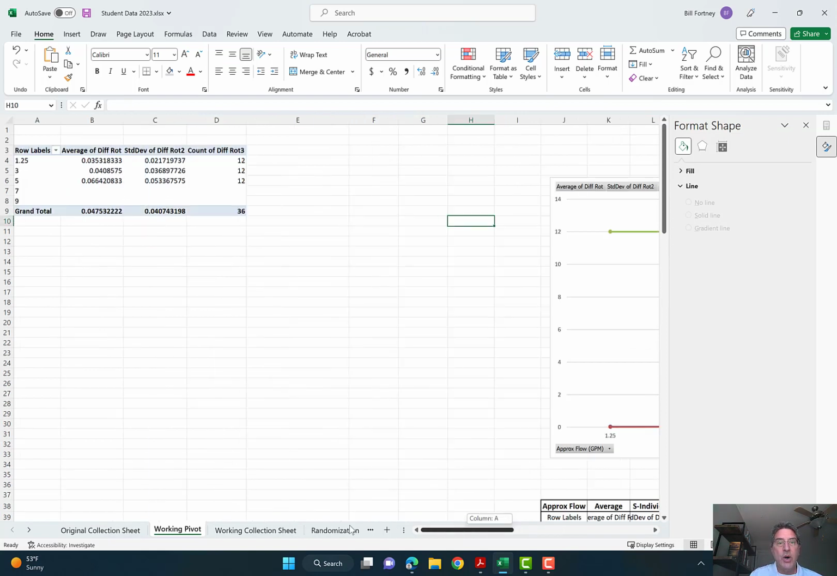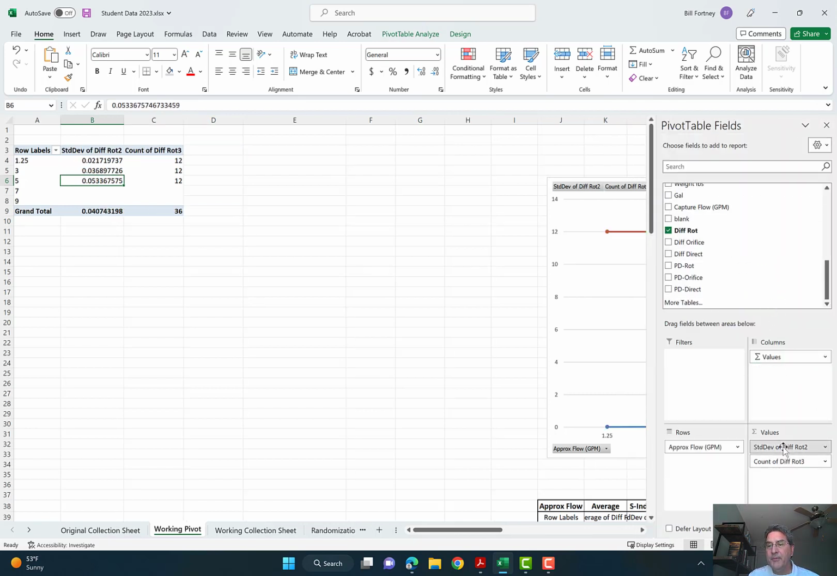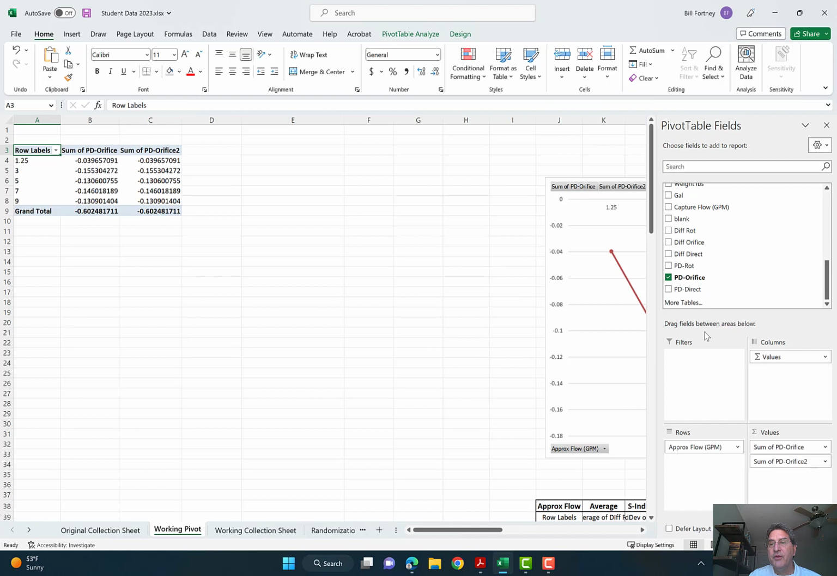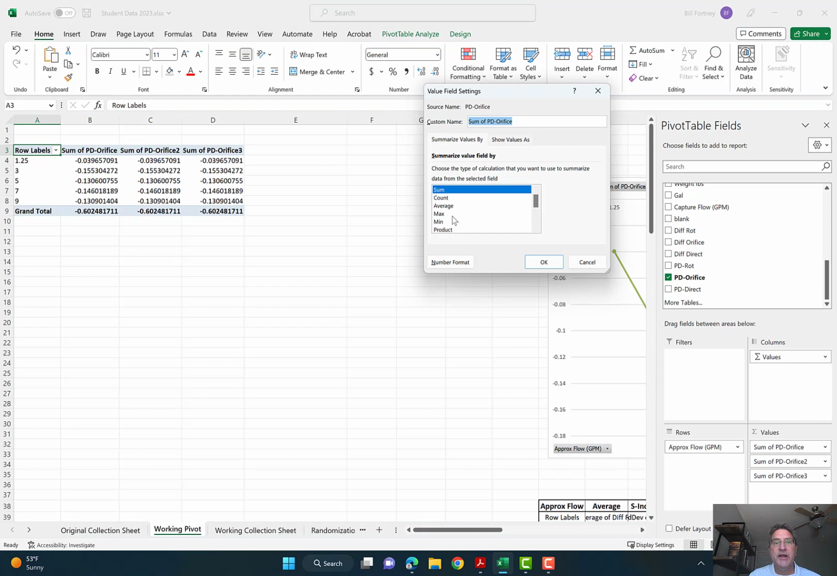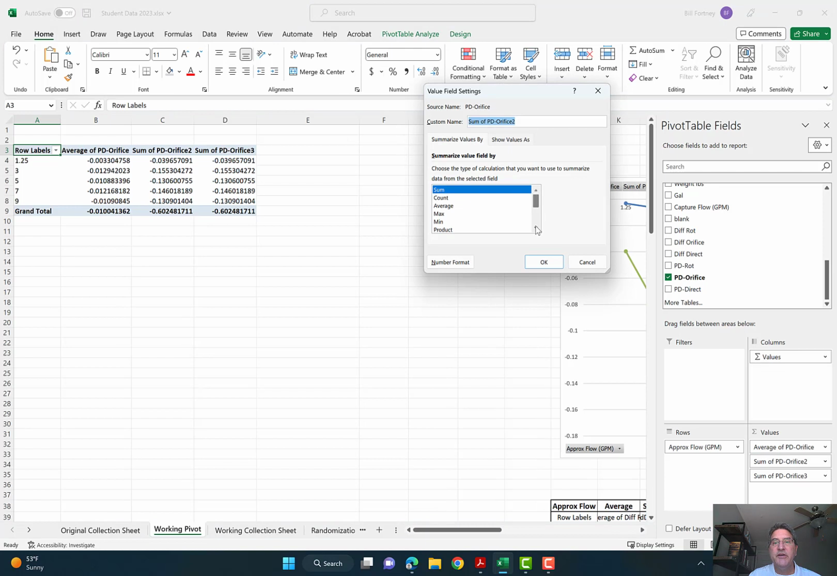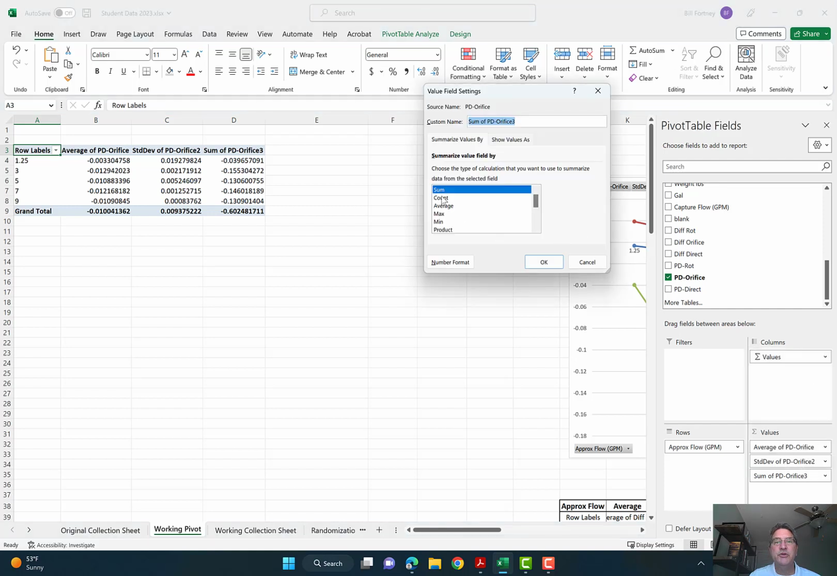Now let's say I'm ready to go on to the orifice plate. So I'm going to come here, get rid of these guys on my pivot table. And we've already seen, we know the percent difference for the orifice plate is what we want to look at. So I'm going to pull percent difference orifice down 3 times. And now I'm going to change the first one to average. Change the second one to standard deviation, not the population. And the last one to count.